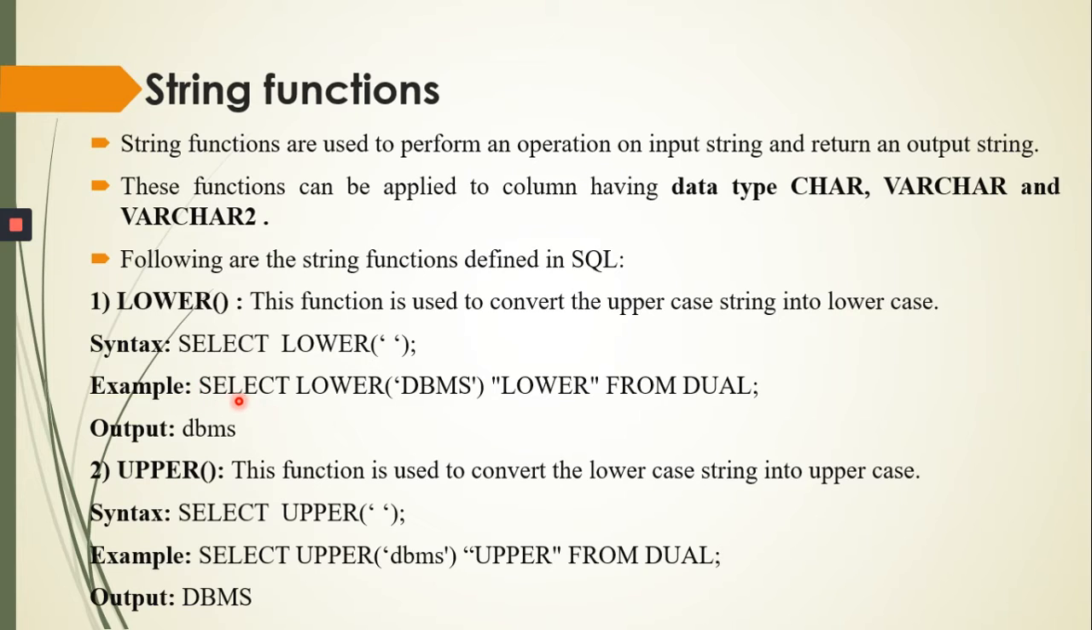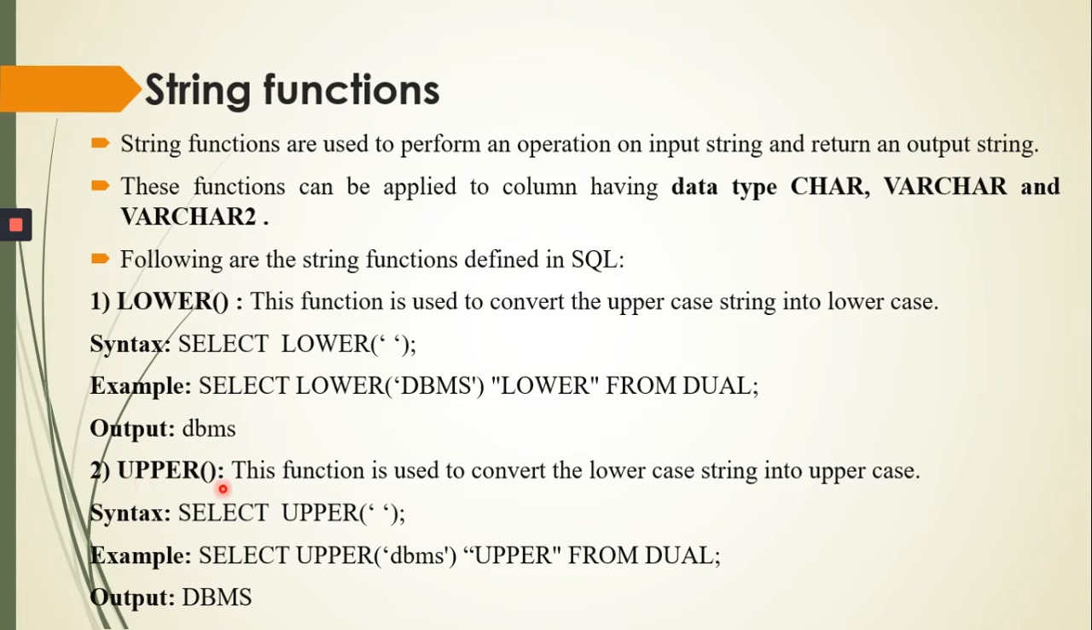We have to write select lower, in brackets and single quotes we have to write any string. So we are writing DBMS in capital letters. After that we have to write from dual, meaning from the system database, and it will give the output. So the lower function converts our uppercase string into the lowercase string. So DBMS is converted into dbms, which is in lowercase. This is the functionality of the lower function.